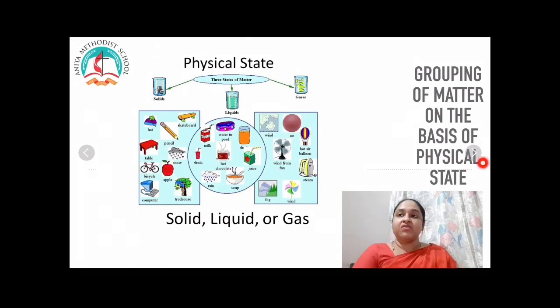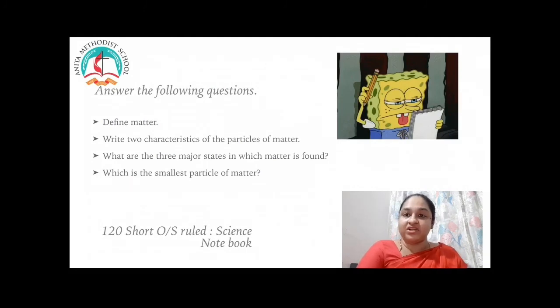Then children, now listen. I hope you all got your science classwork. So hereafter you will have to write your answers in your science classwork. A 120 pages, short, one side ruled notebook is your science classwork. So you will write all the answers for these questions in that. Define matter. Write two characteristics of the particles of matter. What are the three major states in which matter is found? Which is the smallest particle of matter? Read through the textbook PDF and the textbook pages if you have got your textbook.